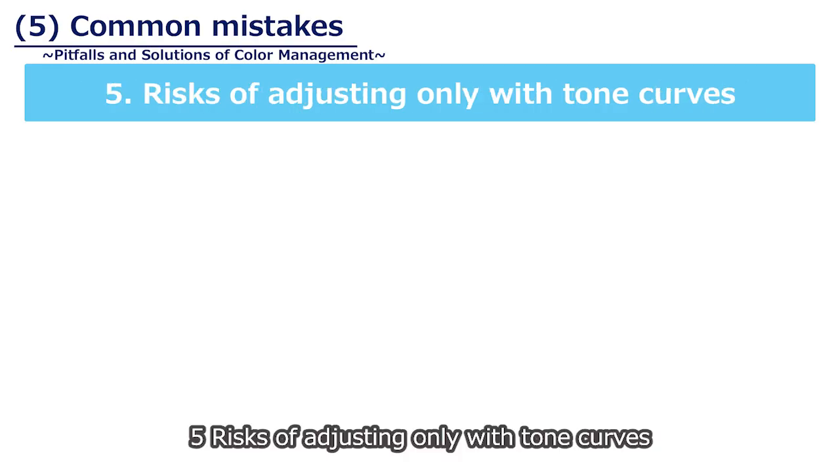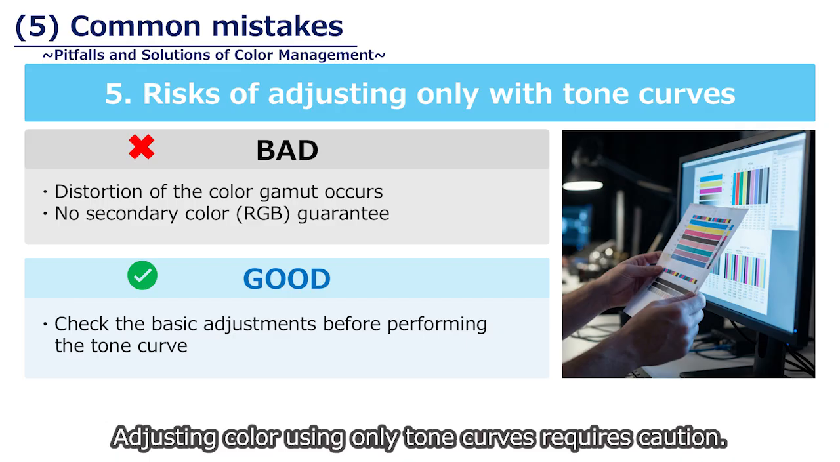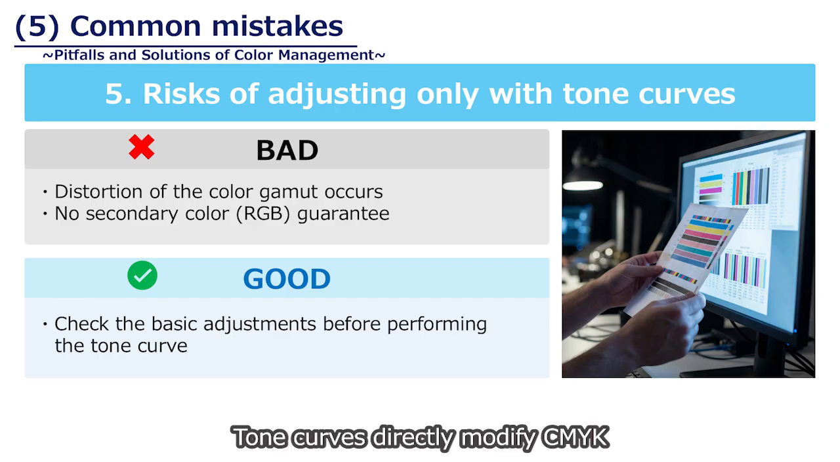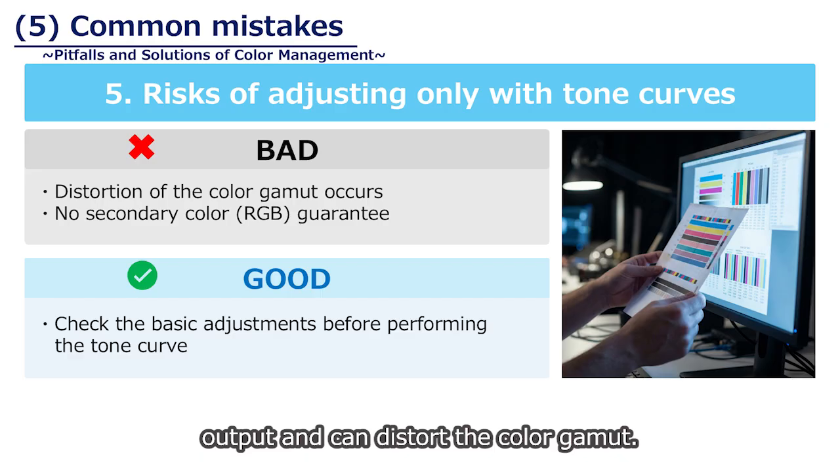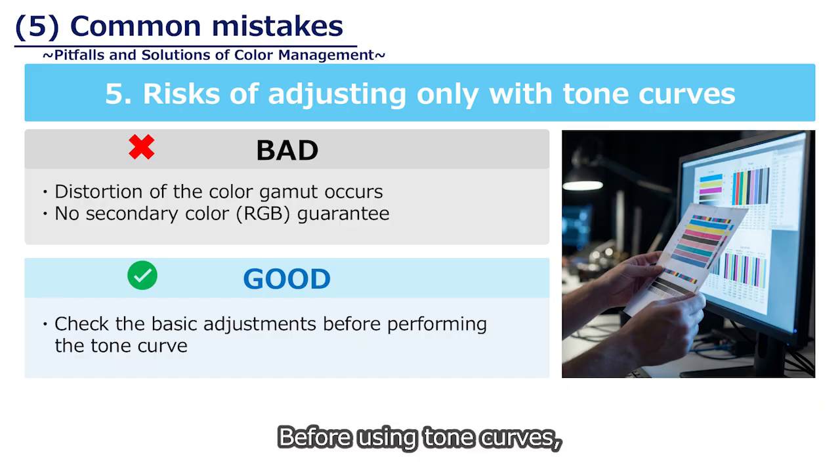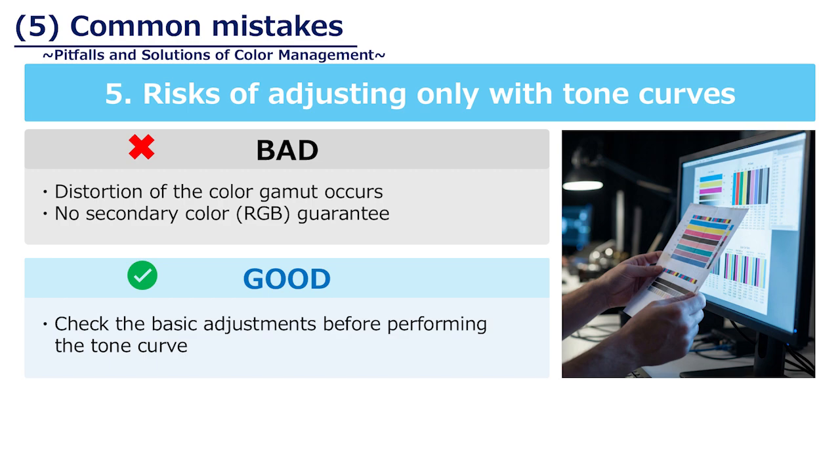5. Risks of adjusting only with tone curves. Adjusting color using only tone curves requires caution. Tone curves directly modify CMYK output and can distort the color gamut. Even if CMYK values look correct, secondary colors may not be accurate. Before using tone curves, proper basic calibration should always be performed.